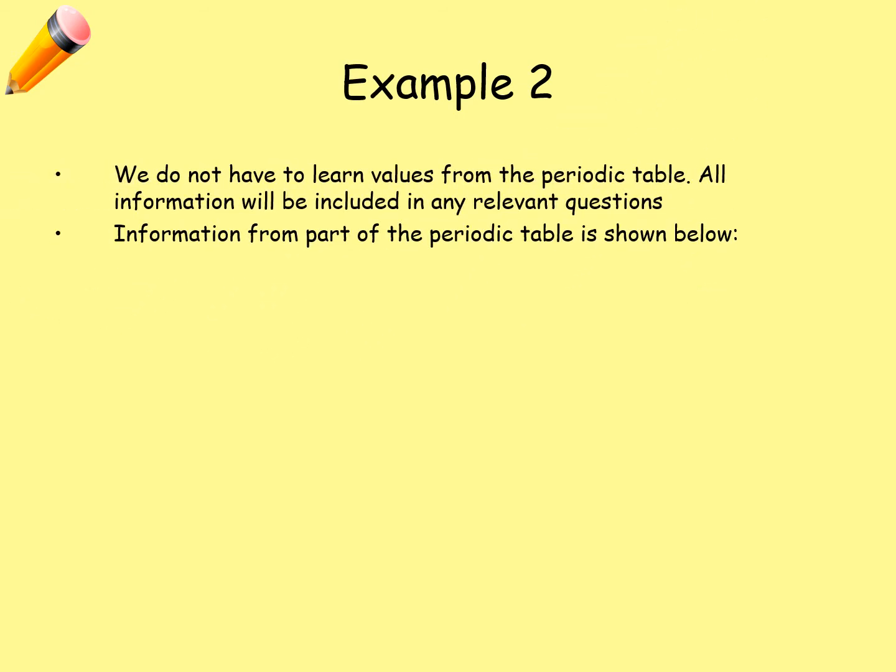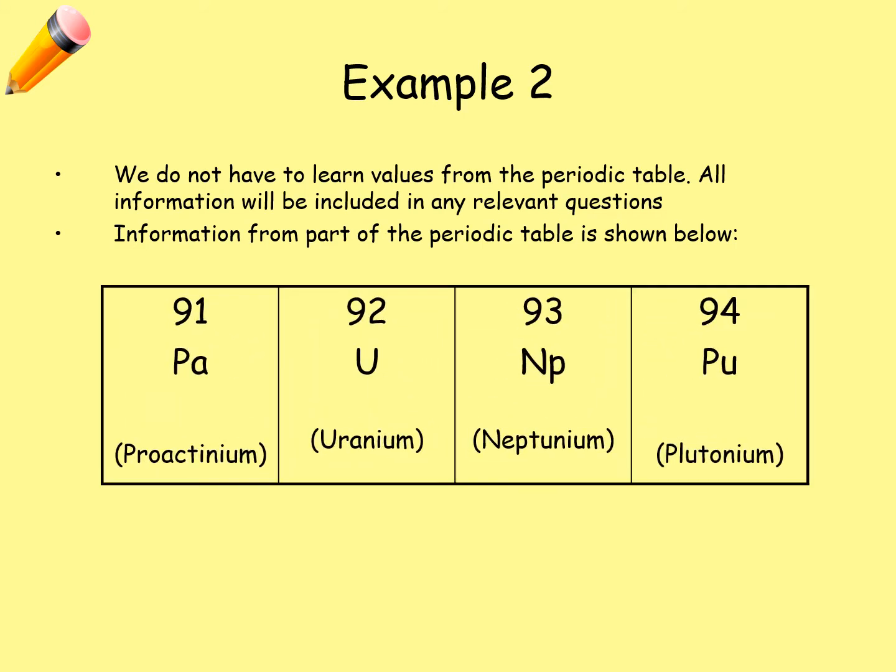Example 2. We don't need to learn all the information from the periodic table. All the information will be included in any relevant questions or the information included within the periodic table, which is in your relationship sheet. Information within the periodic table will tell you the atomic number, which remember is the number of protons contained within an atom. You'll also be given the mass number, which is the number of protons and the number of neutrons. You'll be given the element symbols and their names.